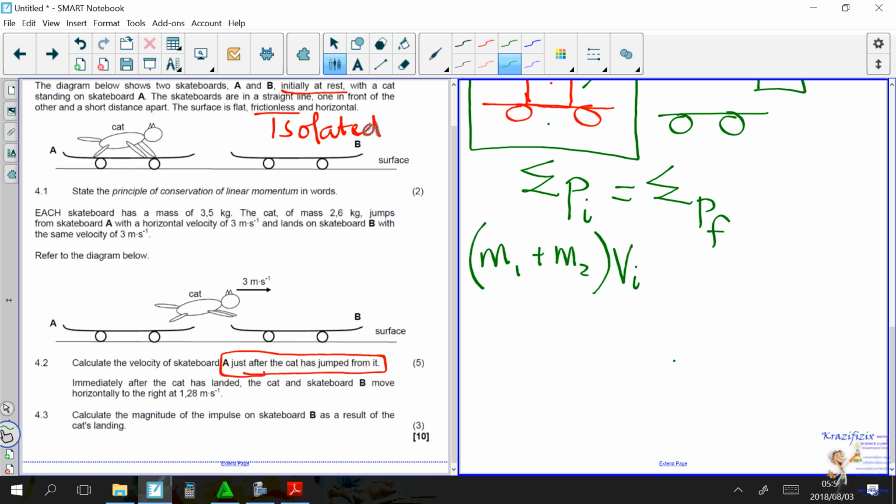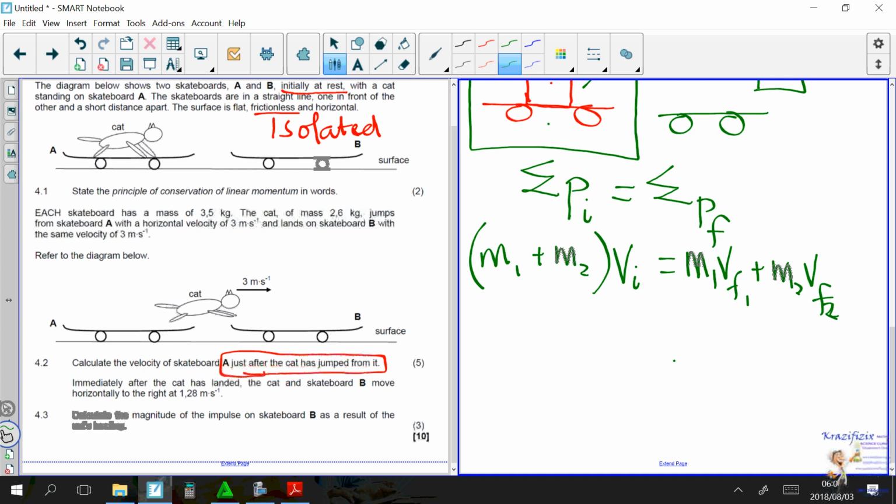We talk about initial velocity, and now they are separate. Each one has its own final momentum, m2 vf2. I hope this makes sense. Look at the question very well. Together, and now they are after. All right, so let's see if they are together.